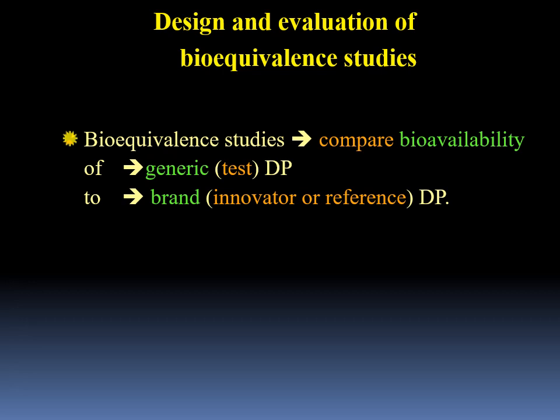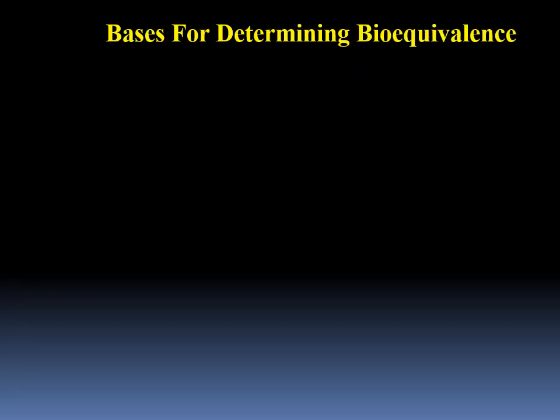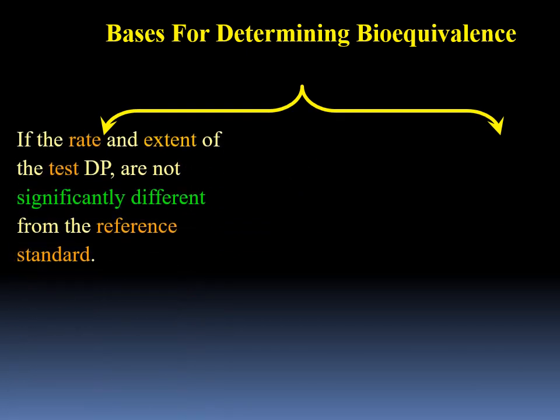So the idea is that, before releasing the generic drug product to the market and administration by patients, we need to make sure that the generic drug product has the same bioavailability as the brand drug product. To decide if the test and the reference, or brand and generic, are bioequivalent to each other, they should have the same rate and extent of drug absorption. Same rate and same extent. If they have the same rate and same extent of drug absorption, they are considered bioequivalent.